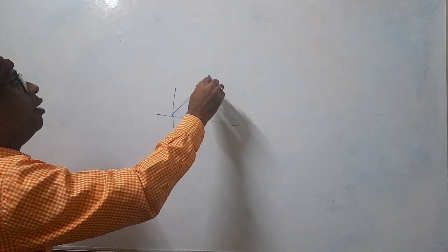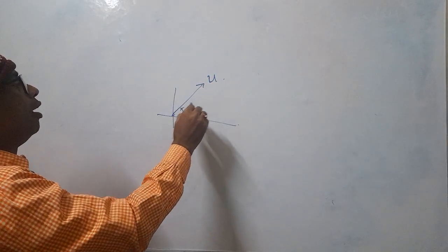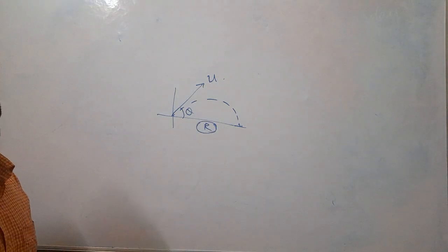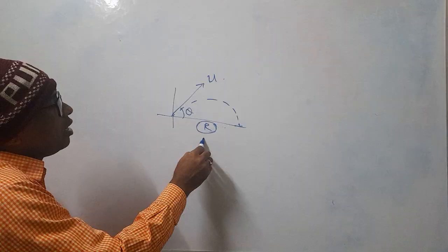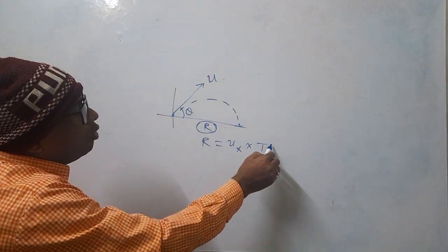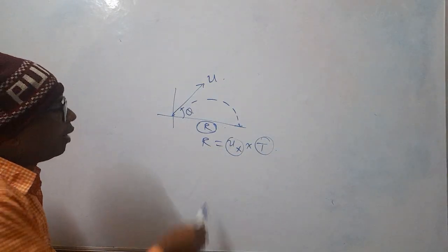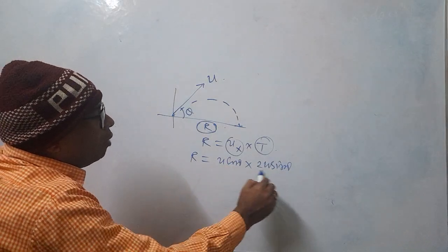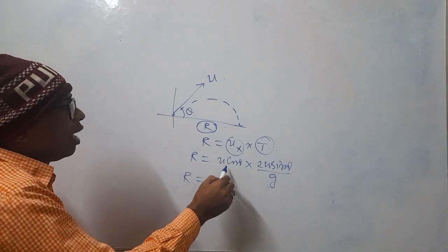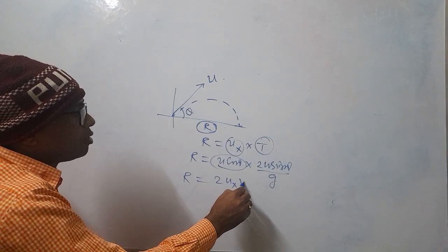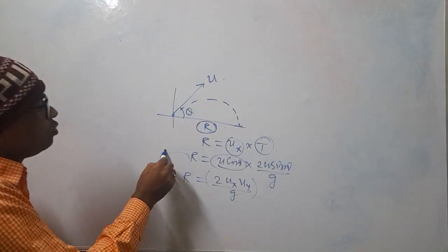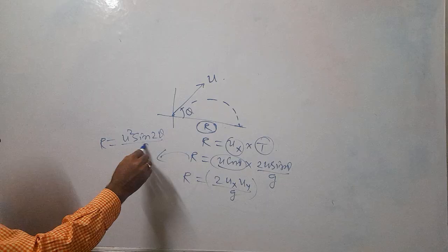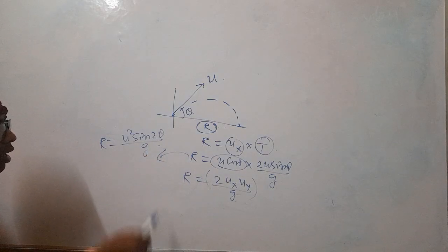Now we find the expression of the range. We did not get the expression of the range in the previous class. So here range is nothing but ux into t. You know the time of flight and you know ux. So the range is u cos theta into 2u sin theta by g. Some students can write this as 2 ux uy by g, some can write u square sin 2 theta by g. Maybe written in this way.